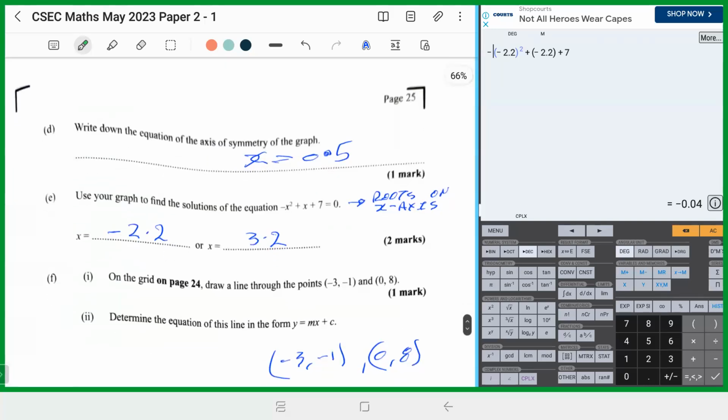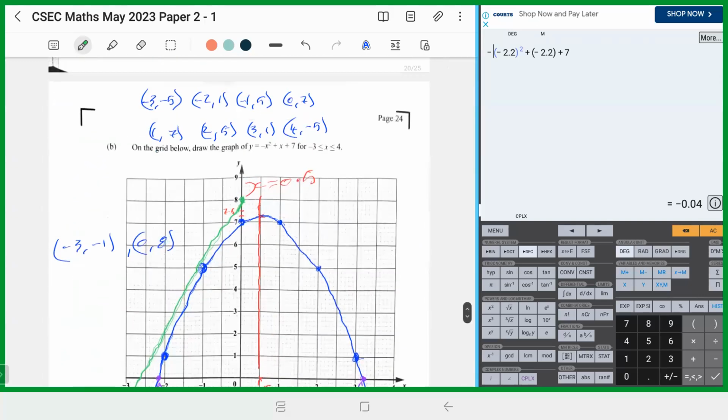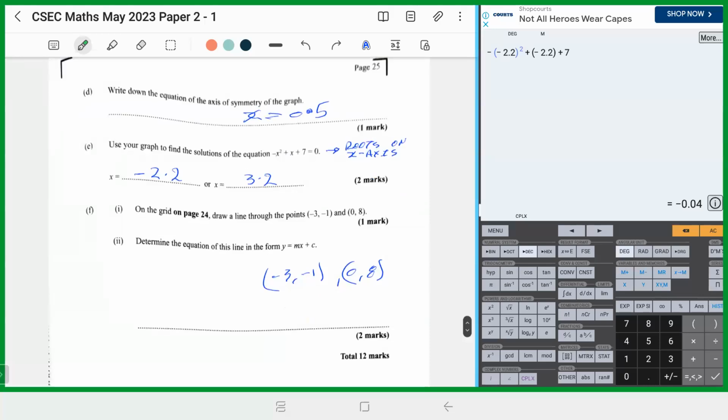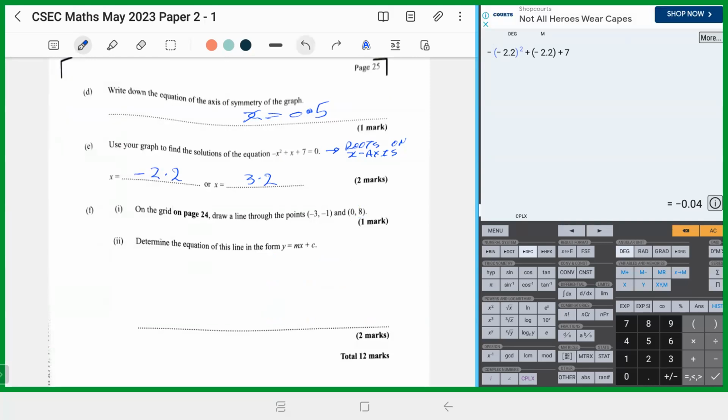Right? So it says on the grid on page 24, the same grid, draw the line. And then determine the equation of the line. Wow. So determine the equation of the line. I already know the y-axis intercept, so the c is already 8. What I want now is the gradient. I can look at the graph and see the gradient now.